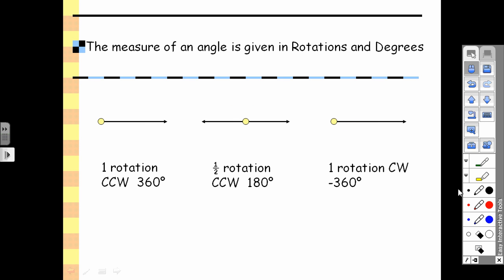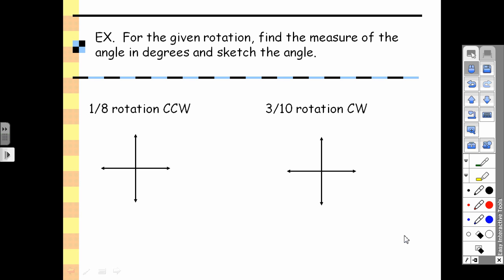Okay, so here we go. For the given rotation, find the measure of the angle in degrees, and you're going to sketch the angle. First of all, let's not worry about sketching it just yet. Let's talk about the 1/8 of a rotation in the counterclockwise direction. How are we going to set up this problem?